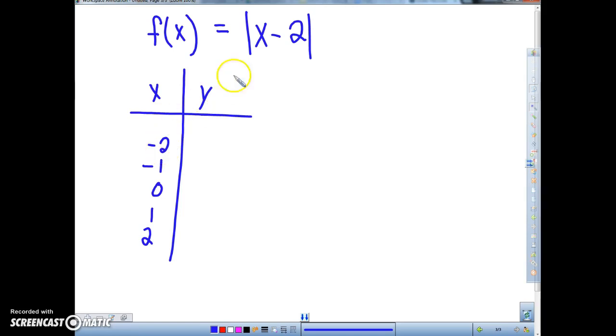So let's plug these in. -2 minus 2 is -4, and the absolute value of -4 is +4. We plug in -1. We get -3, absolute value of -3, +3. So let's go ahead and fill out the rest of the t-chart, and then unpause it and see if your t-chart's correct.